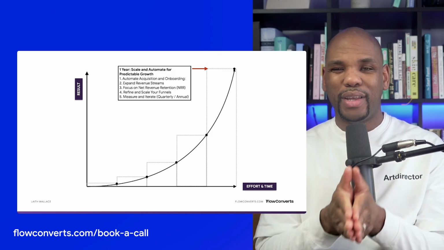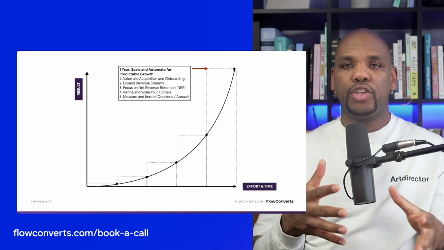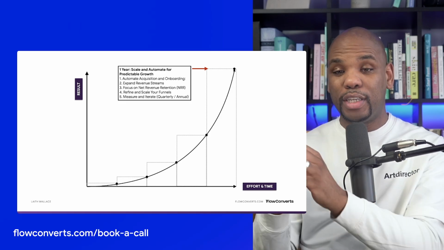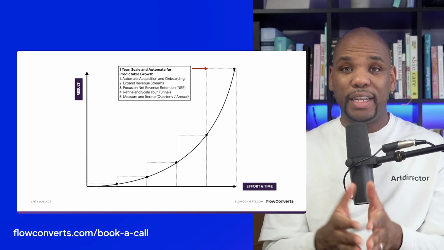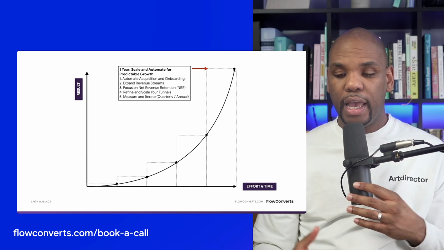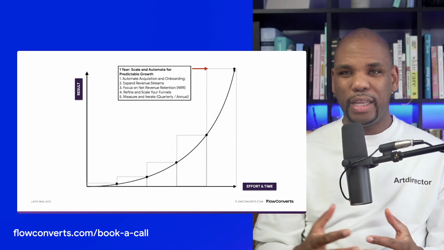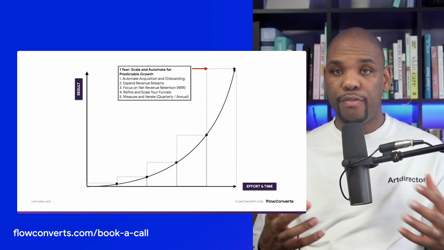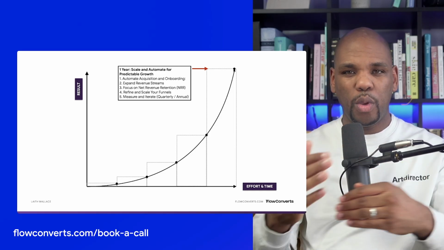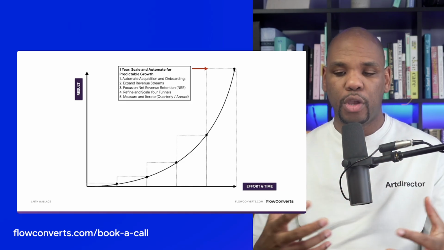How can we focus on our net revenue retention to make sure that our revenue retention is looking good with decreasing churn? How do we refine and scale our funnels even more? And how do we measure and iterate on a quarterly, annual basis as we review the year and we see where we're at? Where do we make changes and how do we make adjustments going forward?